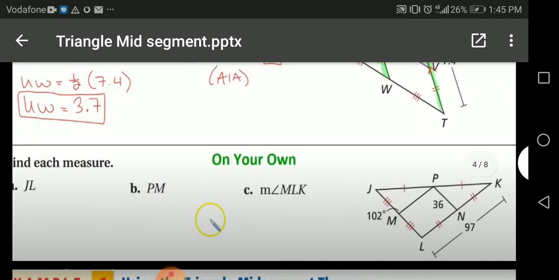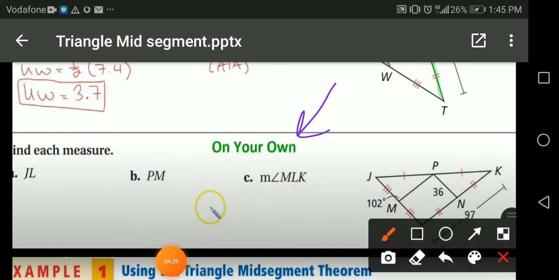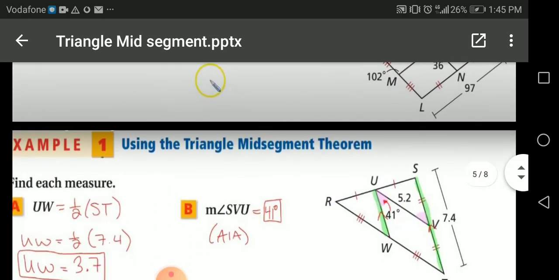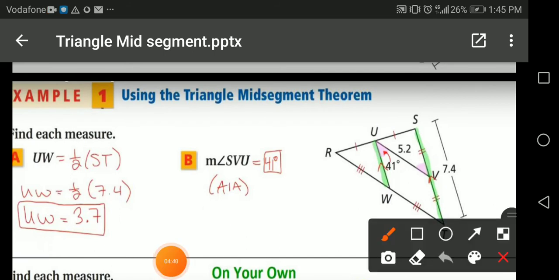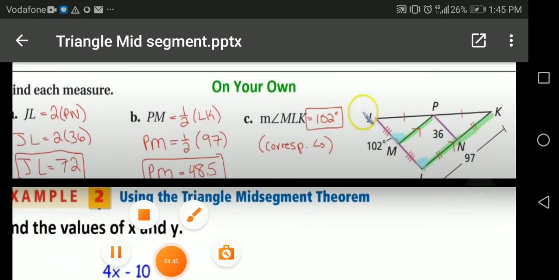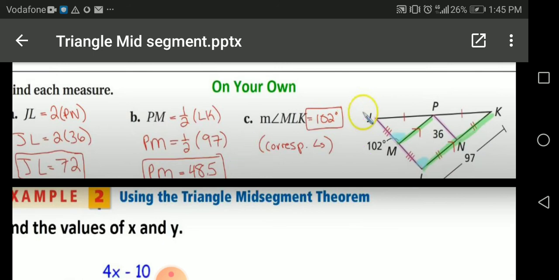I have here some questions, but I need you to solve this as homework because it's very interesting. I'm going to solve one with you, and then you do the other by yourself. So guys, he asks me about JL. Where is JL? This is JL, and this is your homework, guys. I'd like you to do this as homework, then check your answer and write the steps.